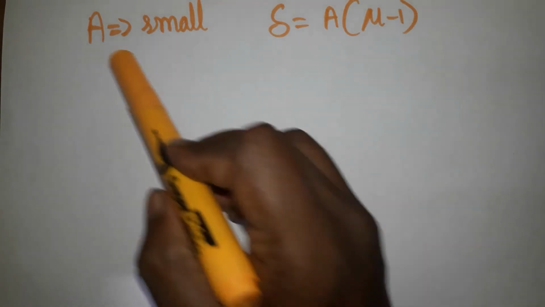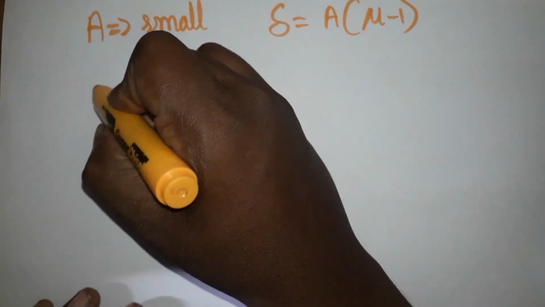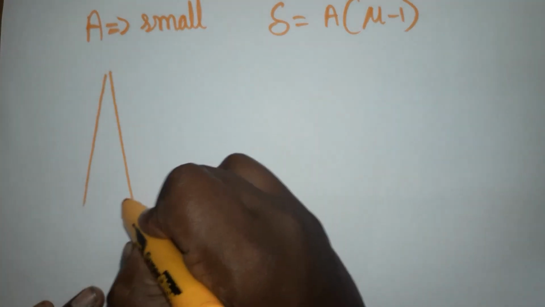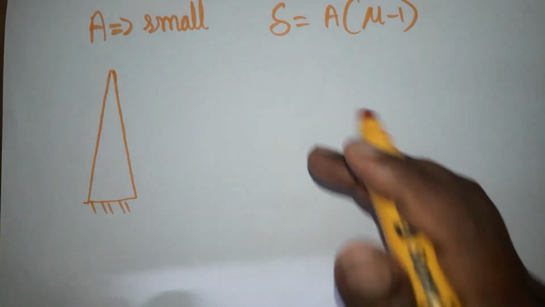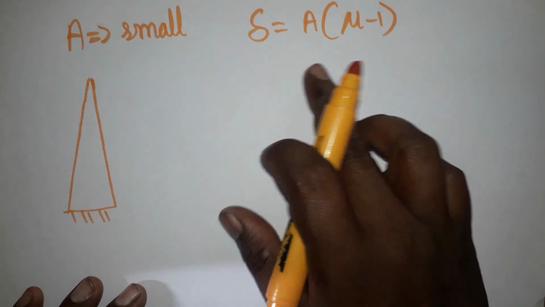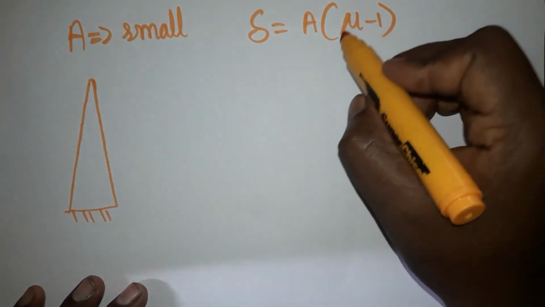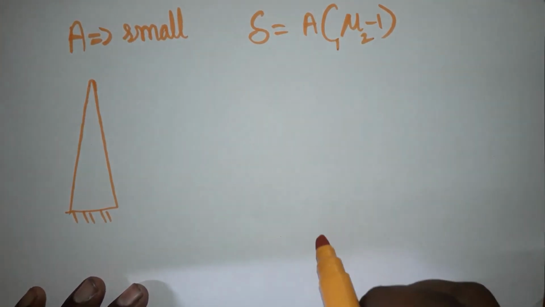Now when the angle of prism is small, we will take it as a thin prism. The prism angle is small, less than 10 degrees. When this condition is there, the deviation is going to be A times refractive index minus 1. Like this we can get the equation.